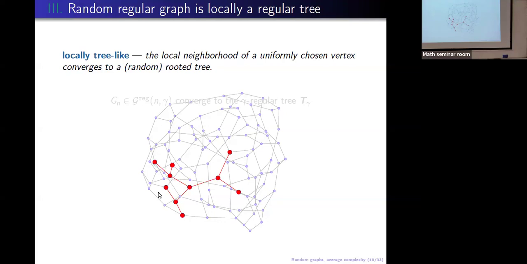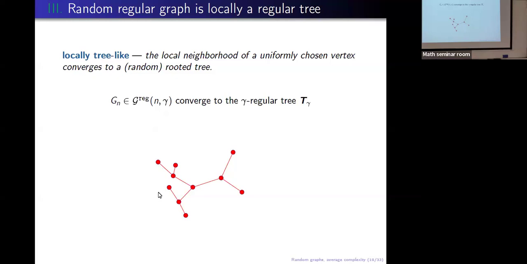Okay, so the claim, or observation, is this notion which I told you verbally: a uniform regular graph with n and gamma will converge to the regular tree T gamma, in the sense of neighborhoods of size k, when n goes to infinity and k stays fixed.